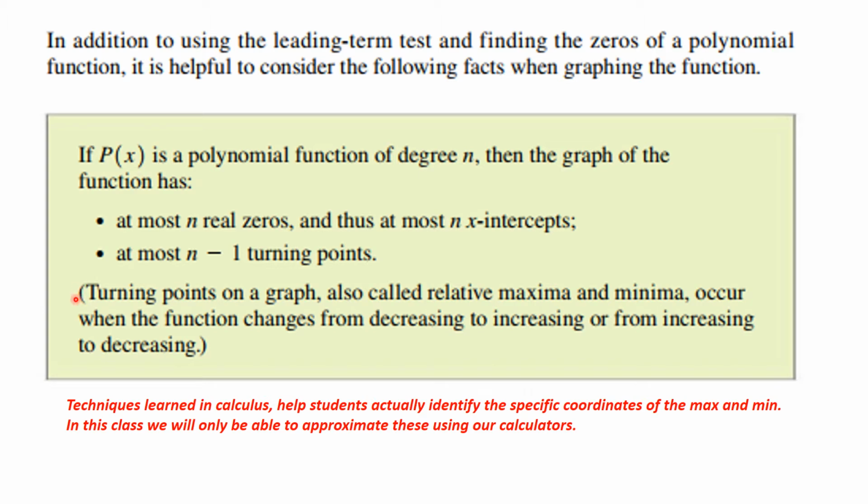Here we talk about what turning points are. Turning points on a graph are also called relative maxes and mins, and these occur when the function changes from increasing to decreasing and vice versa. Looking ahead to future studies, there are techniques learned in calculus that help students identify the specific coordinates of the max and min. In this class, we will only be able to approximate these using our calculators, but I will show you how that comes into play in some of the questions that I will likely ask you.